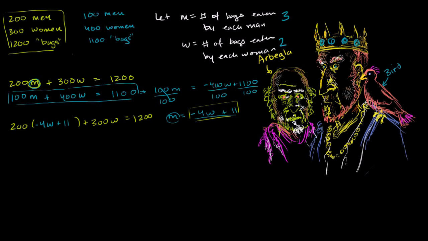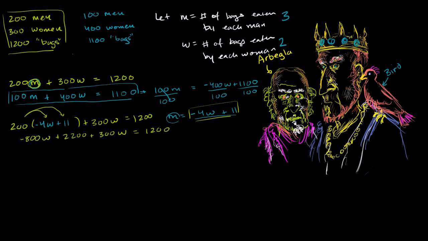So the first thing, you start to scratch your head and you say, is this a legitimate thing to do? Will I get the same answer as I got when I solved the same problem with elimination? And I want you to sit and think about that for a second. But then the bird starts whispering in the king's ear, and the king just progresses to work through the algebra. This is one equation with one unknown now. So the first step would be to distribute the 200. So 200 times negative 4w is negative 800w. 200 times 11 is 2200, plus 2200. And then we have the plus 300w. Plus 300w is equal to positive 1200.